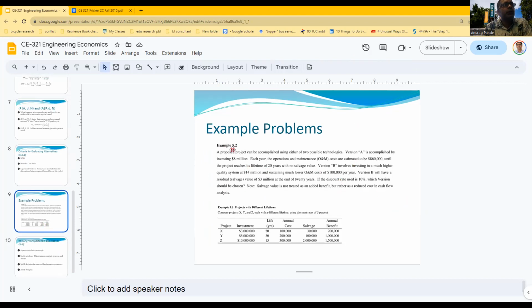This is example 5.2 and example 5.6 from your textbook. I'm going to record separate videos for these examples, but I want to quickly talk a little bit about them.